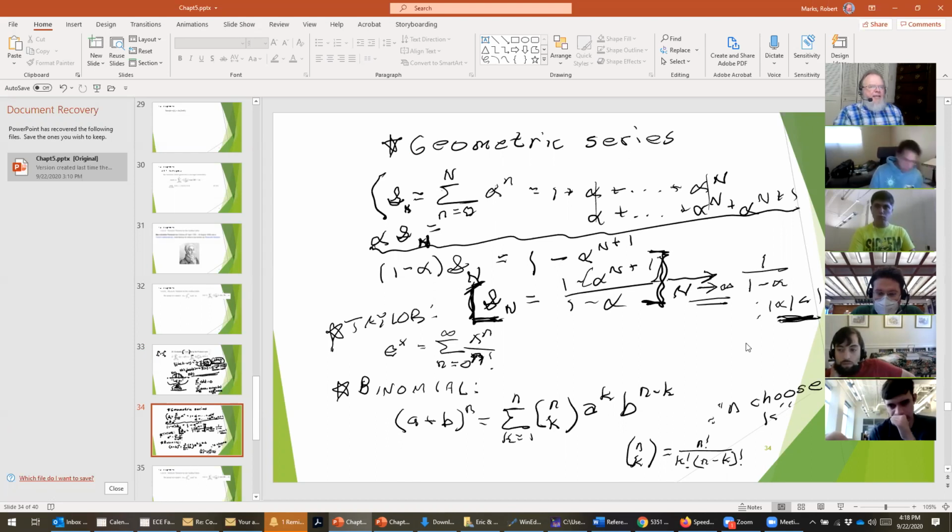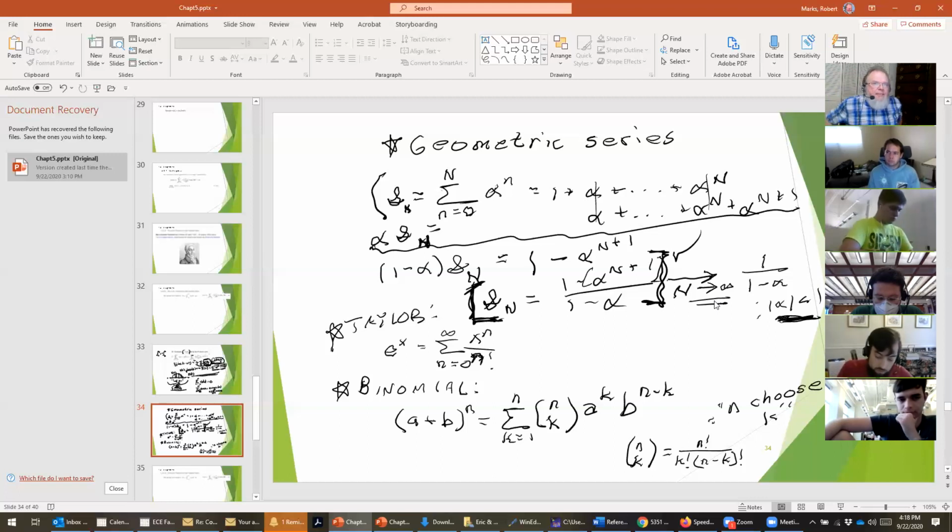So there's only one case. The one case is the finite sum, and a special case of that is when n goes to infinity. Then we have to assure that the magnitude of alpha is less than 1. Otherwise, the series diverges. It begins to blow up, right? So anytime you have a finite sum in a geometric series, it's a closed form solution.